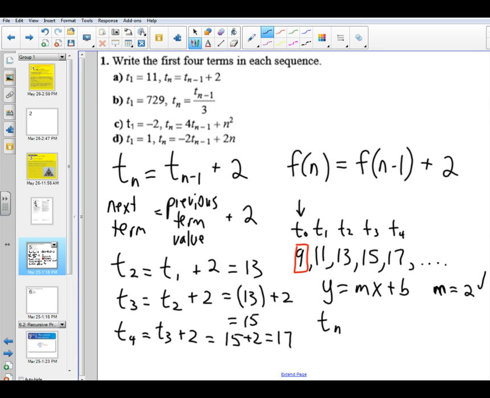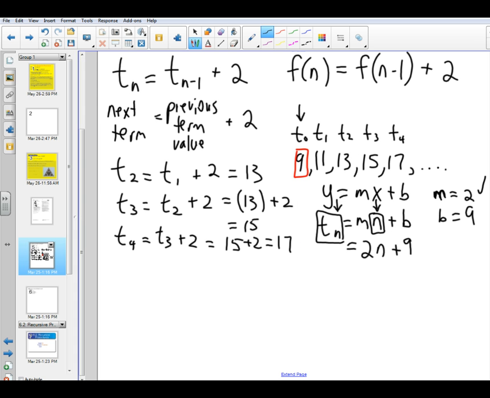Now, since x here is our term number, we're really replacing y with term value, t sub n, and we're replacing the independent variable x with n, which is the term number. So the only changes we need to make there are just x and y for n and t sub n. So again, 9 would be the y-intercept. If we were to back up one term from term 1, we would get the y-intercept value, which would be 9. So that would allow us to write the equation as 2n plus 9.